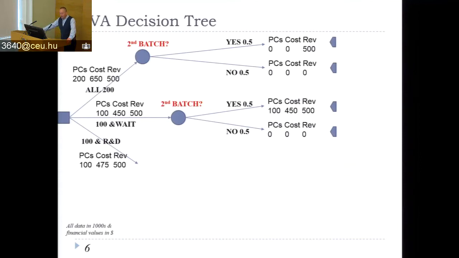That's why if you look at the third branch now, the 100 and R&D approach, in this case, we are manufacturing 100,000, but the cost is not only 450,000, but 450,000 plus the 25,000. The total, 475,000. So the cost in this case, 475,000. The revenue is 500,000 as before.